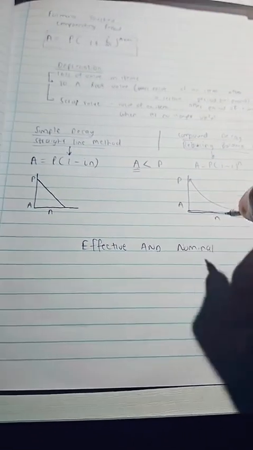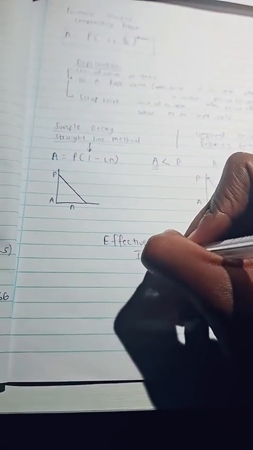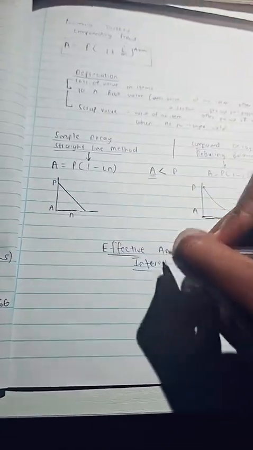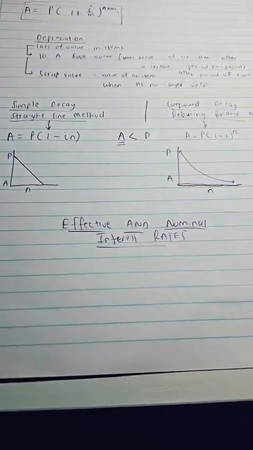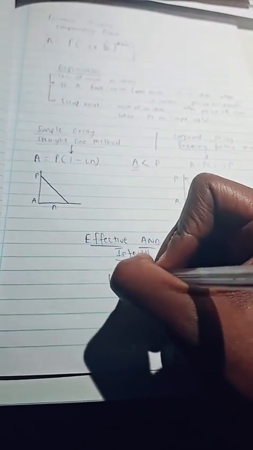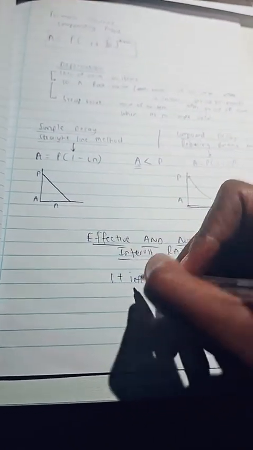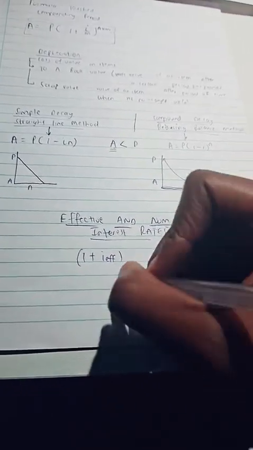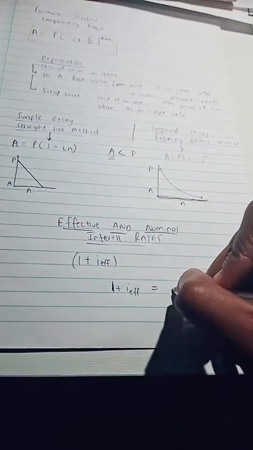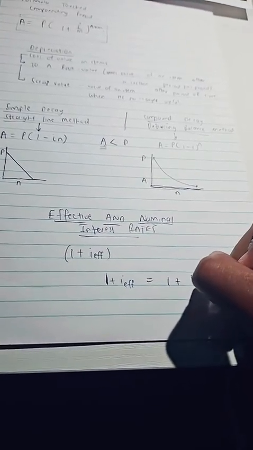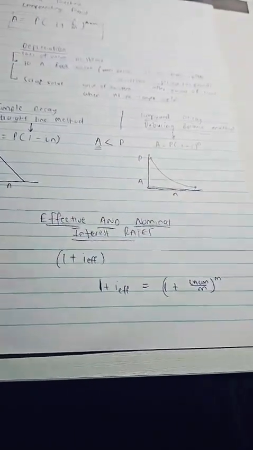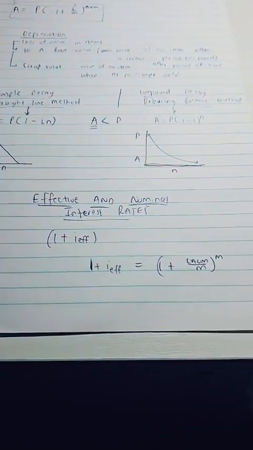Effective and nominal interest rates. Guys, simply put, we have a beautiful formula here. I'm not going to go too deep into this. 1 plus i effective is equal to 1 plus i nominal over m, to the power m. Okay, and that's that.